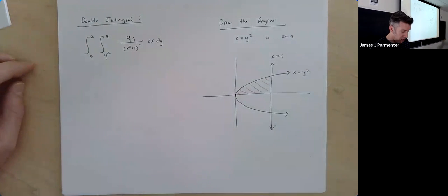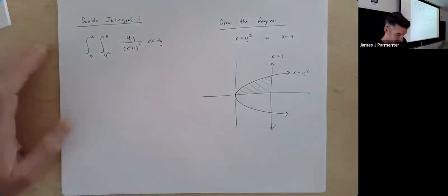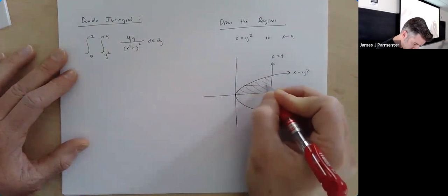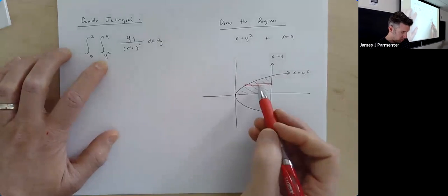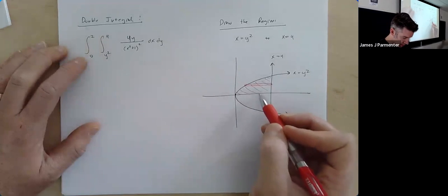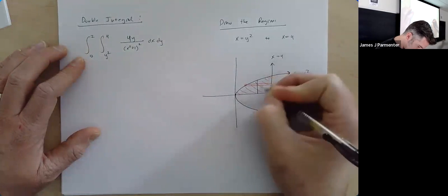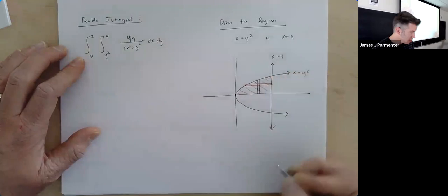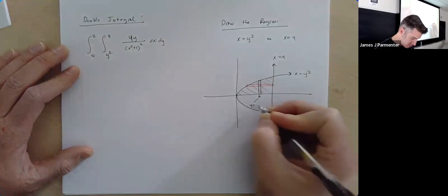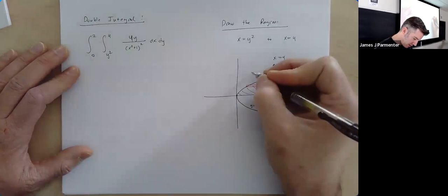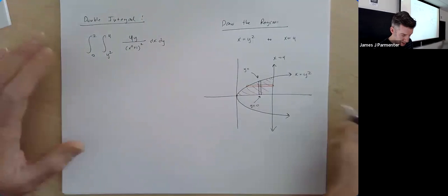So there's my region. And now, instead of using what I would call horizontal strips to describe it, where we're bounded on the left by x equals y squared and on the right by x equals 4, and then we go as low as 0 and as high as 2, now we're going to use vertical strips to describe it. So the bottom boundary for this vertical strip is, of course, y equal to what? And the top boundary is y equal to, right, because it's x equals y squared.